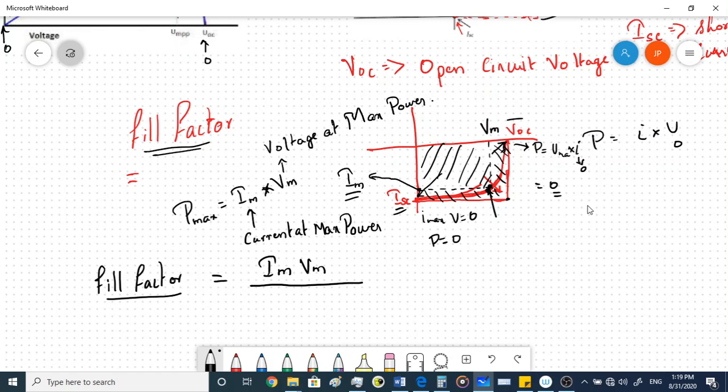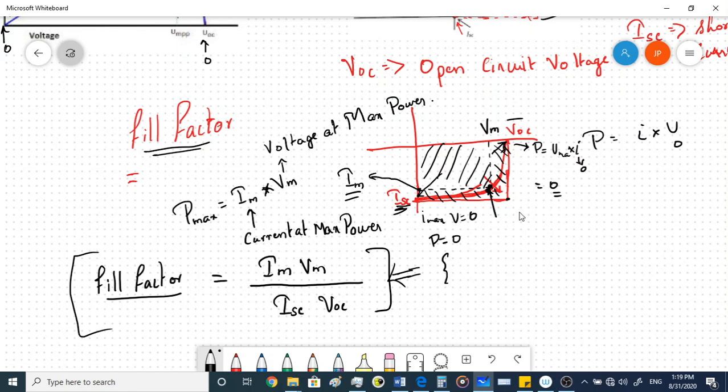The area of the bigger square is Isc, the short circuit current, into the open circuit voltage, or you can say it is how much does the small square fill of the larger square, right? So that is what gives your fill factor. Vm Im divided by Isc into Voc is your fill factor. This is the formula for how much your smaller rectangle is filling the larger rectangle, how much part of it. So I hope what is fill factor is very much clear.